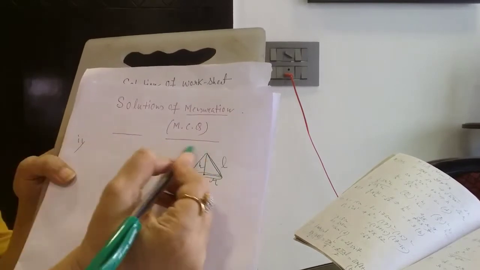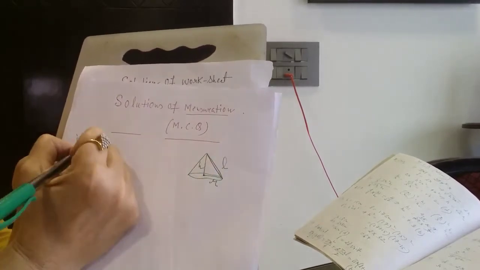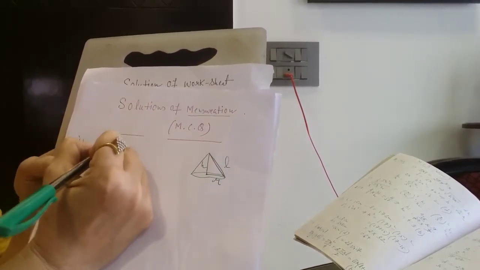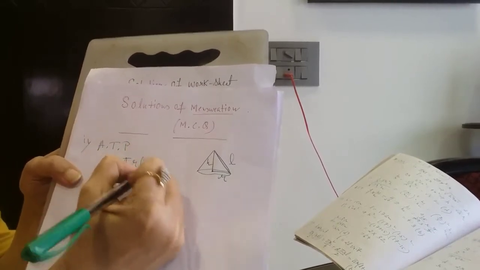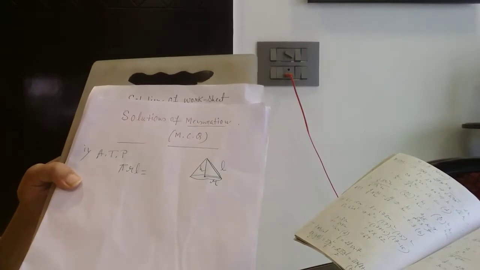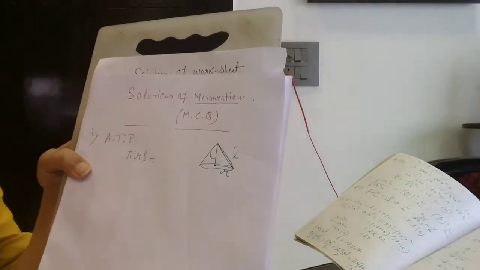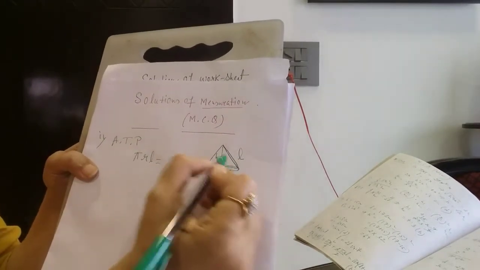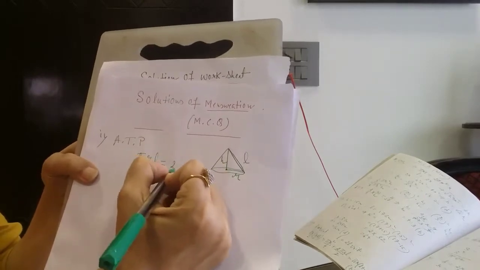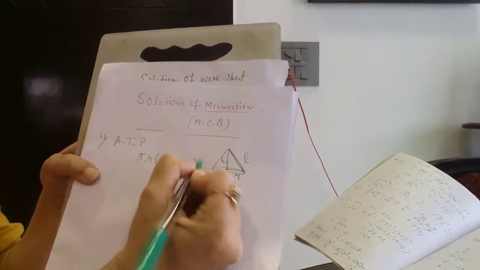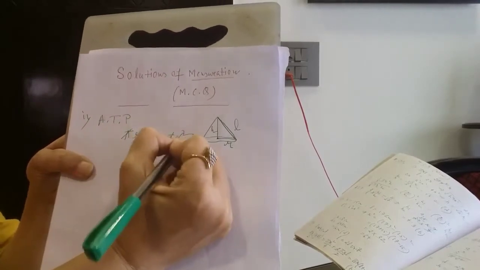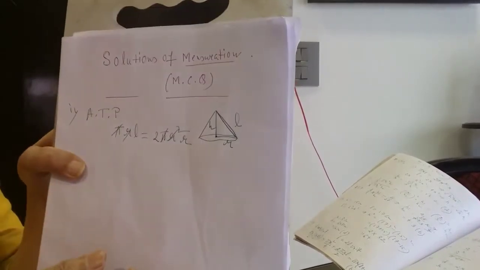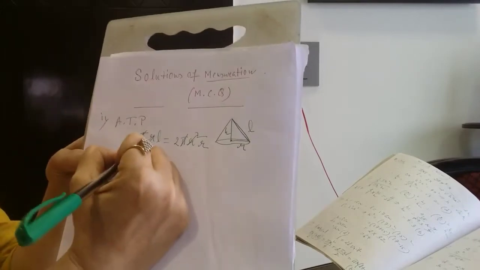Here it is given lateral surface area, so according to the problem, pi R L equals twice the area of its base. Base is a circle, so the area will be pi r square. Now from both sides we can cancel pi and one r will be cancelled out. So it is coming L equals 2r.